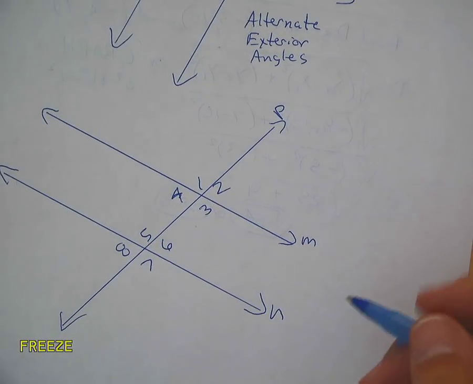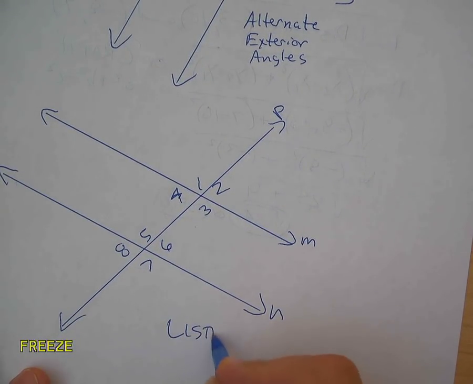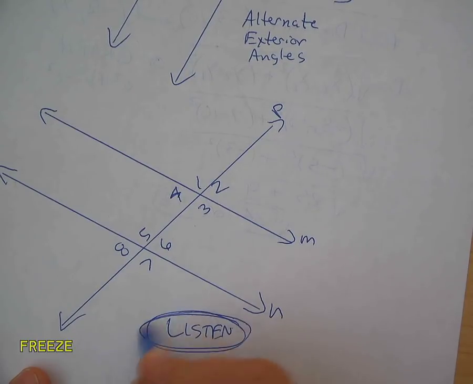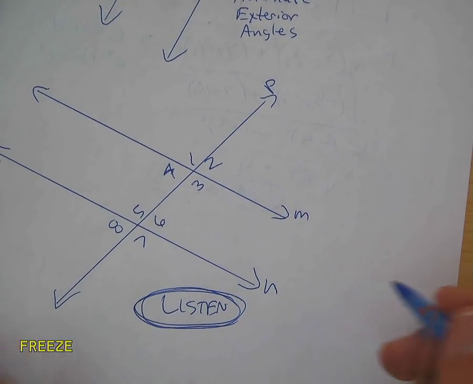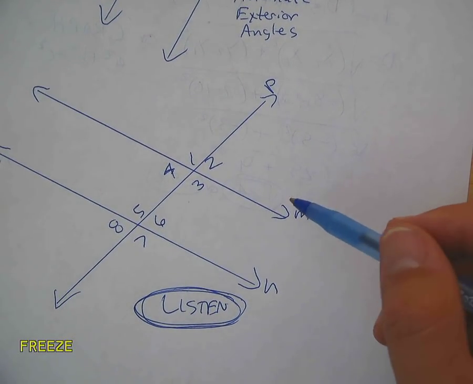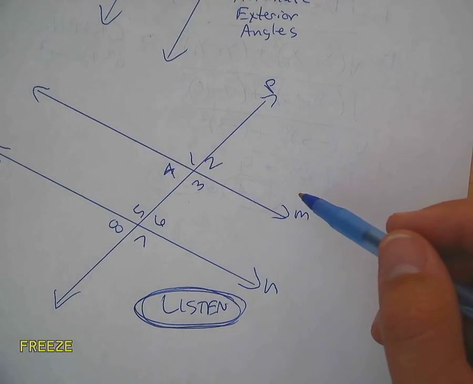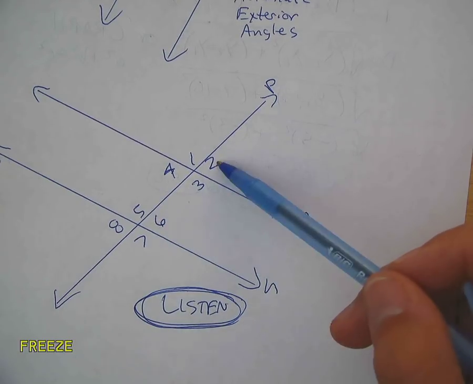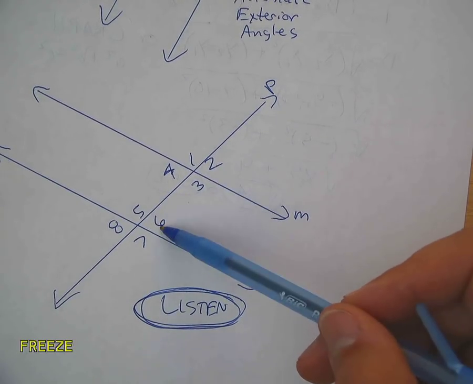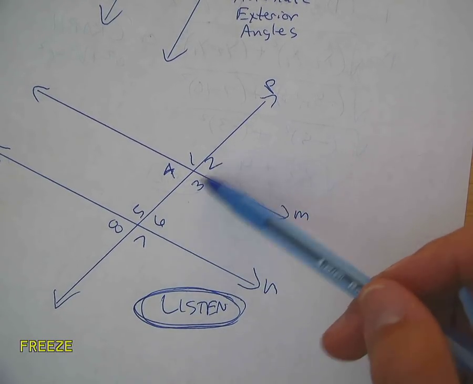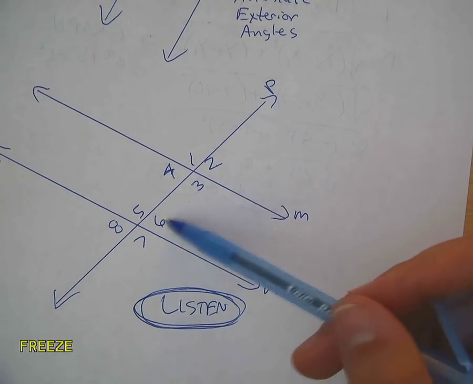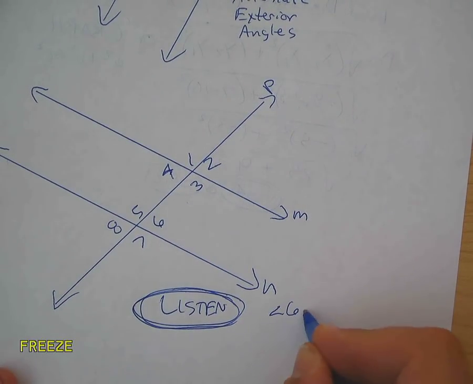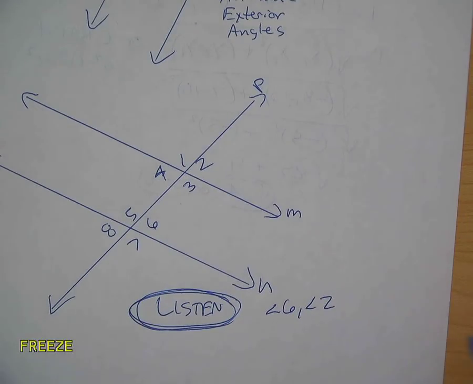All right. So first of all, you're going to have to listen because I am going to tell you some stuff, and if you're not listening, you won't get it. All right. So angles 6 and 2. 6 and 2 are corresponding angles. Okay? 6 and 2 are corresponding angles. Okay.